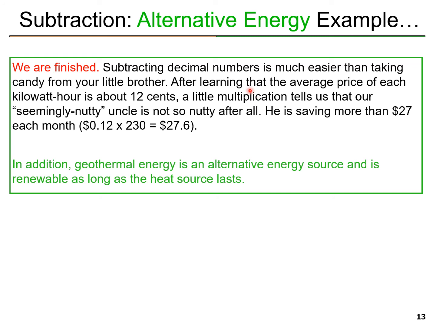The point here is your uncle is saving more than $27 each month. He's saving $27.60. In addition, geothermal energy is an alternative energy source and is renewable as long as the heat source lasts.